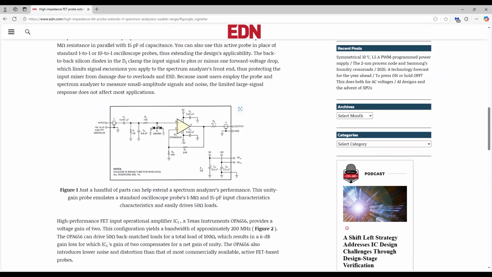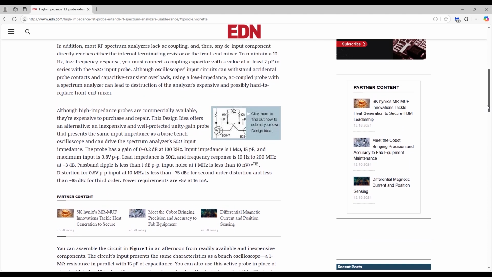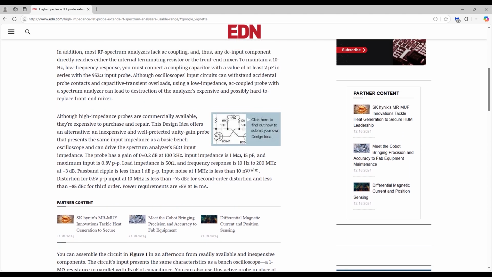The rest of the circuit consists of an input filter network, a pair of overload protection diodes, and a feedback network to set the output gain at 1:1, along with this 51 ohm resistor to set the output impedance. Performance is specified by the author as, quote, an inexpensive and well-protected unity gain probe that presents the same input impedance as a basic bench oscilloscope. So from the perspective of the circuit you're trying to measure, it'll look like a 1 meg resistor in parallel with 15 picofarads of capacitance. Not the best of the three, but likely still very useful.